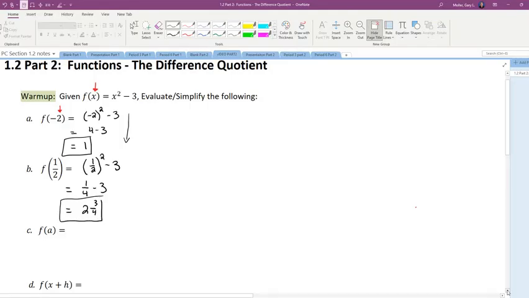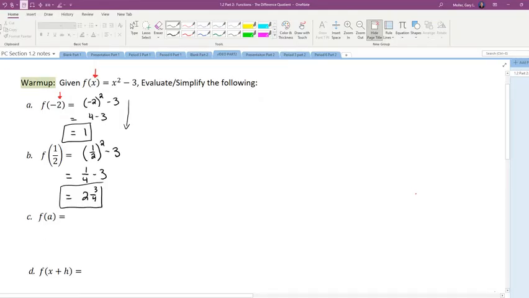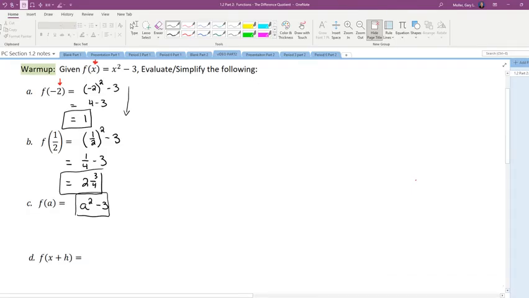All right, the next one seems a little silly, but all it's telling us to do is replace the x with whatever's in this parentheses, which is all we did on a and b. In this case, all we're doing is replacing with an a. So x squared simply turns into a squared. So there's really nothing else to do. We are done.